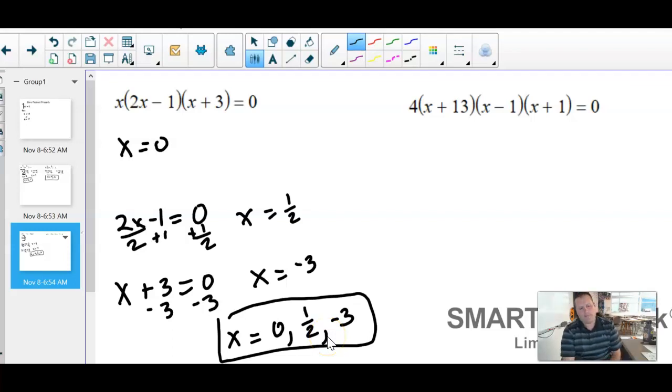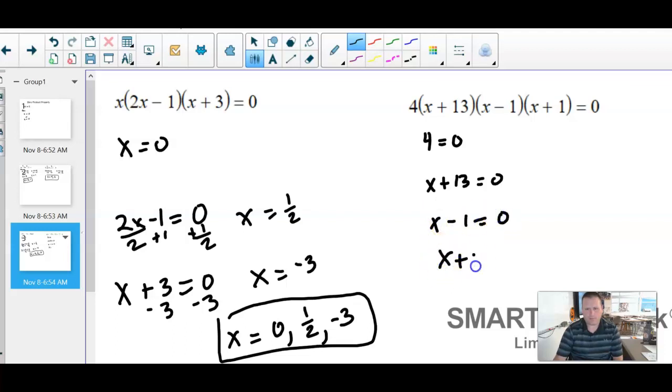Okay. This last example I put here because it's got this 4. When I go to start doing this and I put 4 equals 0, and then x plus 13 equals 0, and then x minus 1 equals 0, and x plus 1 equals 0, the 4 can never equal 0. So that doesn't actually factor into a solution because it doesn't have an x there. If it was 4x, then I'd go about solving that. This one's going to give me x equals negative 13. This one's going to give me 1.